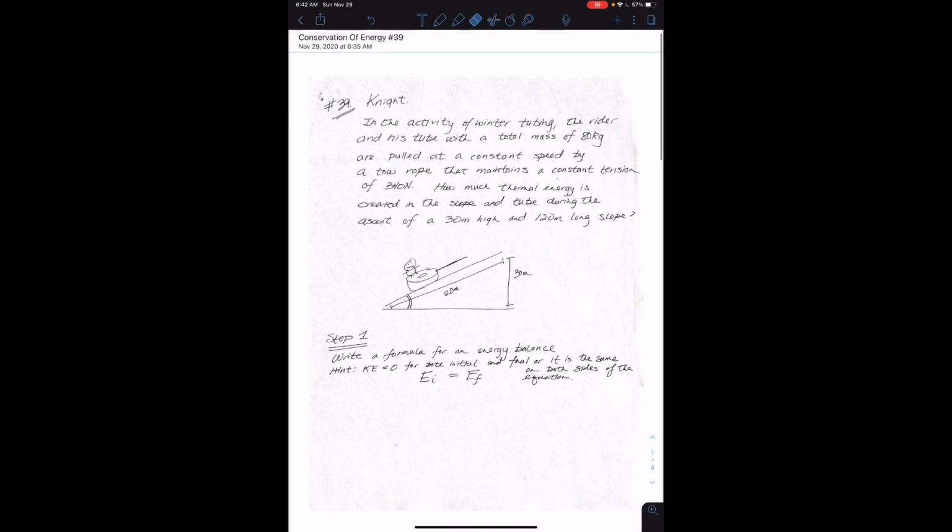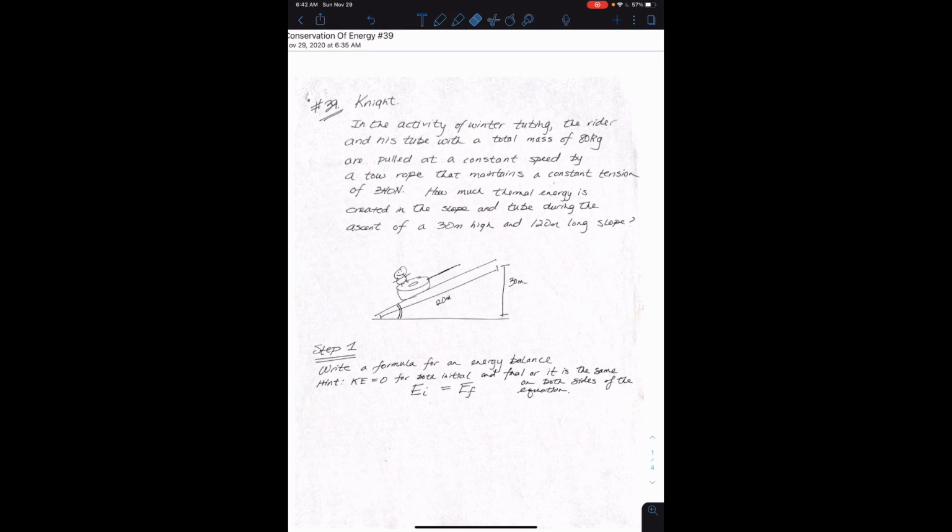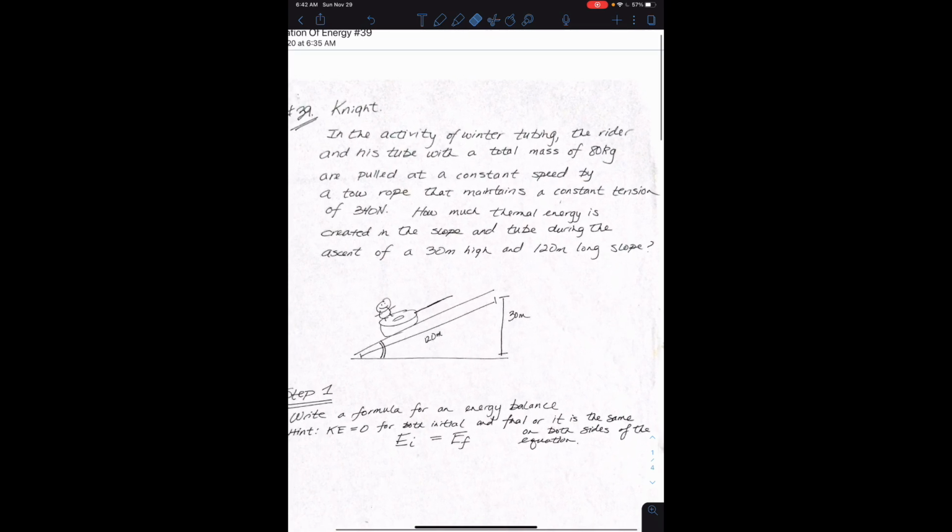All right, in this lecture, we're going to go over two examples that deal with energy. The first one's from Knight, number 39. It says, in the activity of winter tubing, the rider in his tube with a total mass of 80 kilograms are pulled at a constant speed by a tow rope that maintains a constant tension of 340 newtons. How much thermal energy is created in the slope?